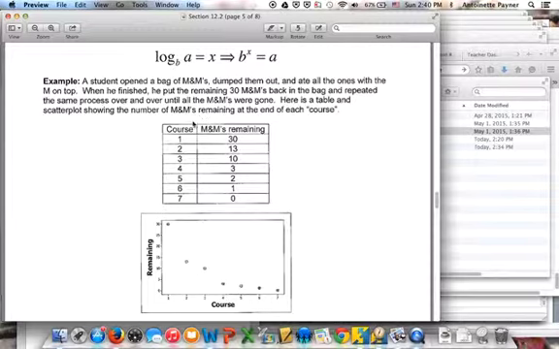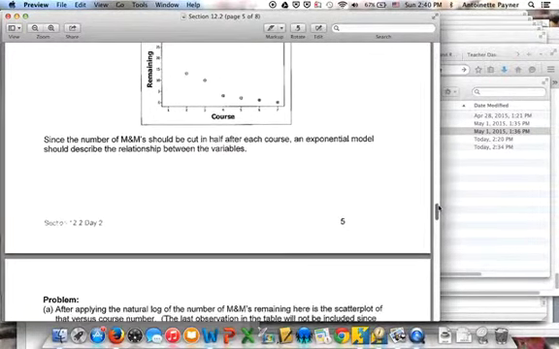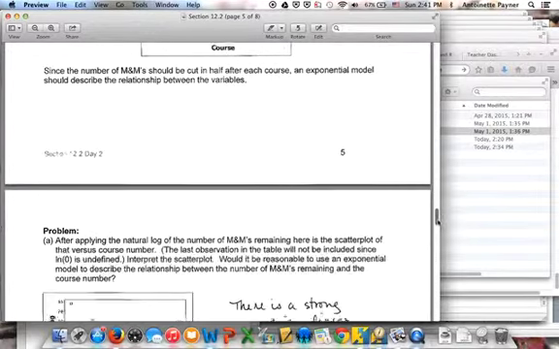So there's an example with M&Ms. He was dumping them out, and he was eating all the ones that had an M on top. After the first dump, there were 30 with M on top. Then he put them back in. After the second dump, there were 13, and so on. Then he graphs this, and you see that there's an exponential relationship. Since we also know that the likelihood of an M showing up or not showing up would be about 50-50, it's going to be cut in half after each course, or each dump of his bag. So we think an exponential model will be appropriate here.